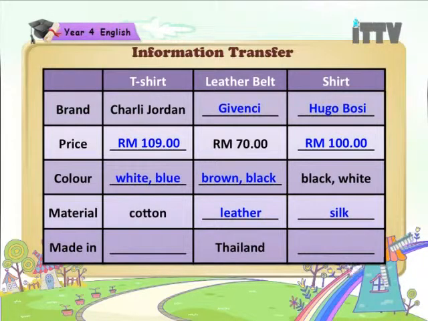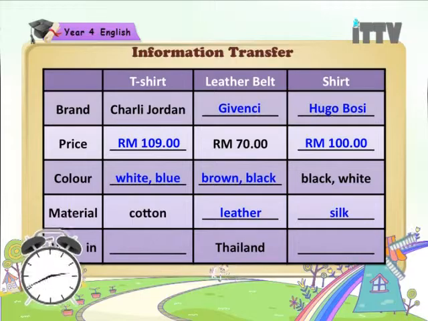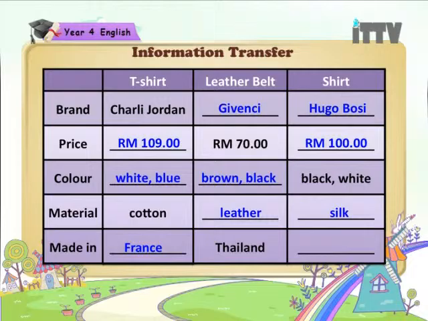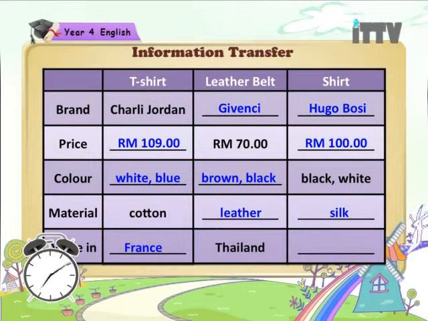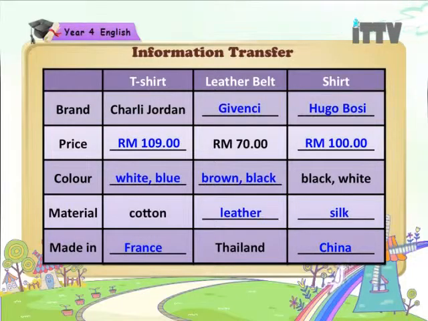Alright students, we are at the last part of the exercise. Now, the leather belt is made in Thailand, but the information is missing for the t-shirt and the shirt. Now, where do you think the t-shirt is made? Very good. The t-shirt is made in France. Now, what about the shirt? Yes, the shirt is made in China.